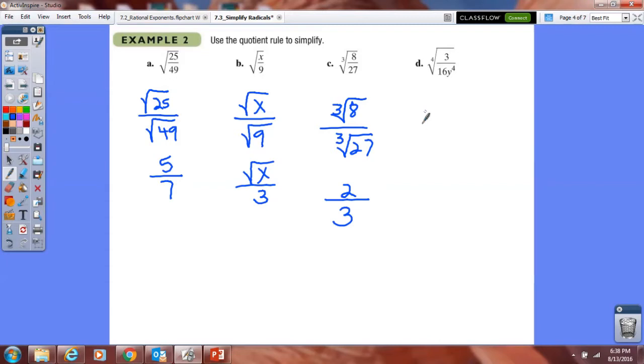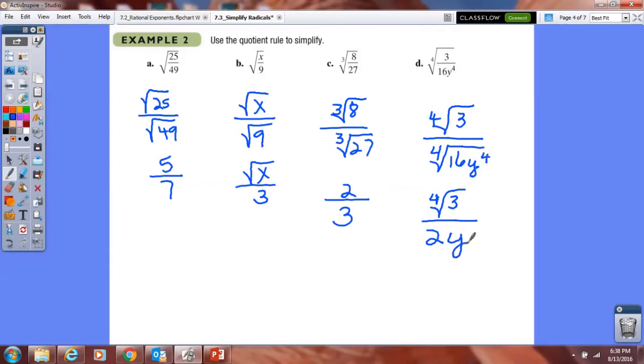And then here we've got the fourth root of 3 over the fourth root of 16y to the fourth. Well, can't do anything with the fourth root of 3. But here for the bottom, the fourth root of 16 is going to be 2. And then we'll divide 4 into this 4, and that'll just be 2y.